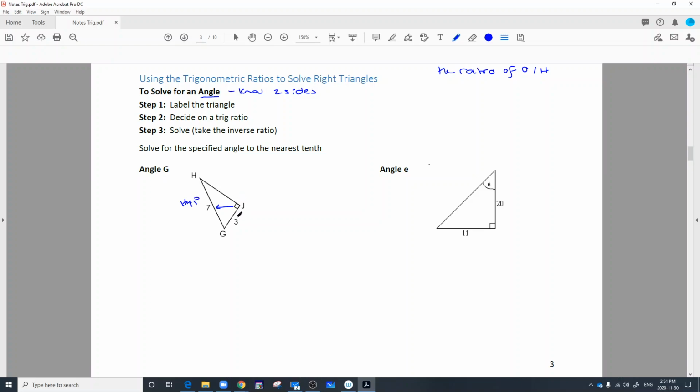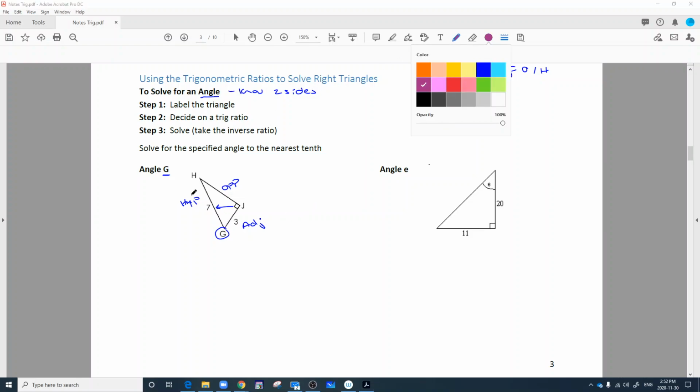Then I want to figure out, well, what angle am I solving for, or what angle do I know? This one says solve for the specified angles to the nearest tenth. So this one we're going to solve for angle G. So angle G is my target angle. So from G, this side here is my opposite, and this side here is my adjacent. So step one, label my triangle. Done. Step two, I have to decide what trig ratio I'm going to use.